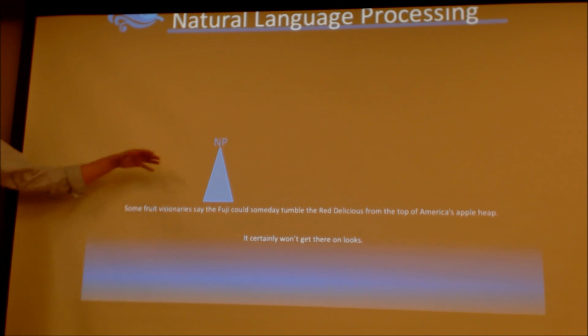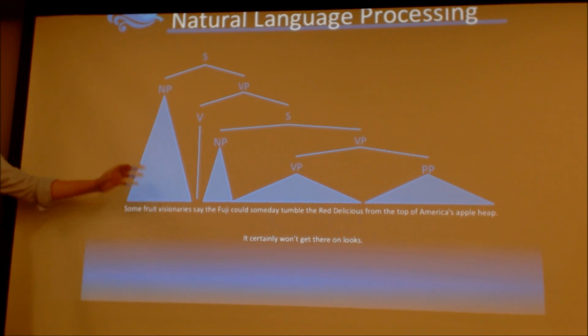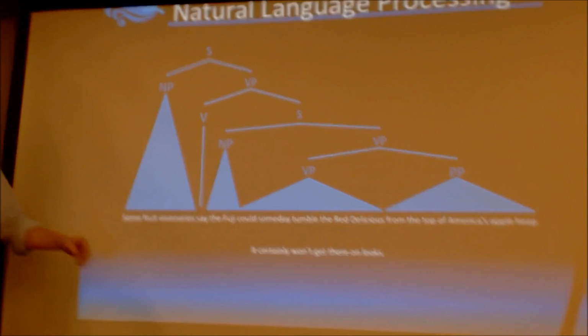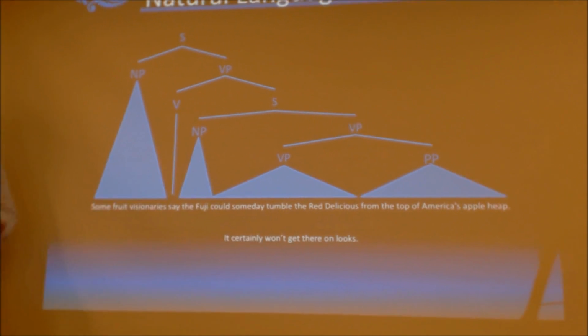The first thing we might want to do is identify the noun phrases. So we might want to say that the Fuji is a noun phrase, Red Delicious is a noun phrase, and so on. And we might also want to get the entire syntactic structure of the sentence. We might want to know what the subject of the sentence is, what the main verb is, and then the embedded sentence that says that's the actual quoted statement.